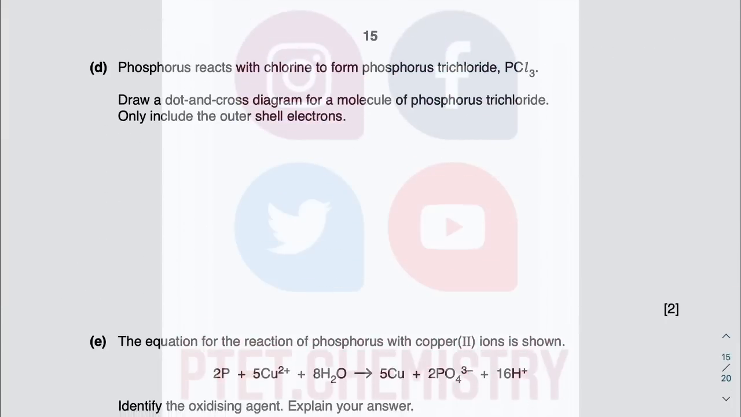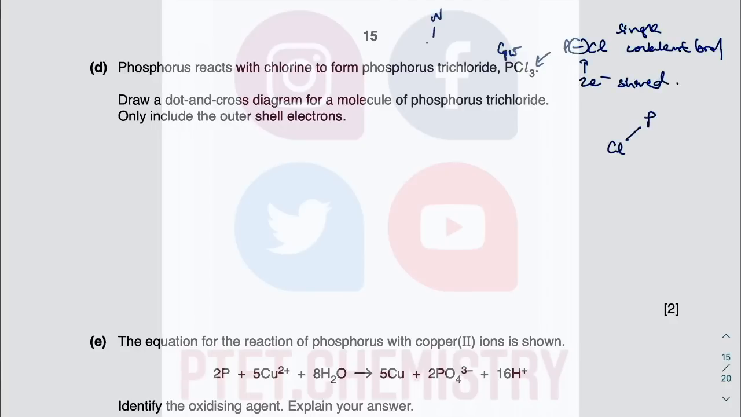Draw a dot and cross for phosphorus trichloride. So I always like this kind of question by thinking just about group 15, and then phosphorus chlorine is going to be a single covalent bond. In each of these there are 2 electrons shared, one from phosphorus, one from chlorine. So when you think about ammonia, you know ammonia is like that, right? Yeah. So phosphorus is in group 15. When you bond it to 3 chlorine, it's going to look similar.